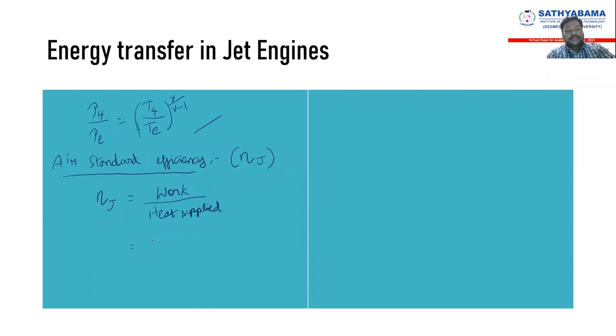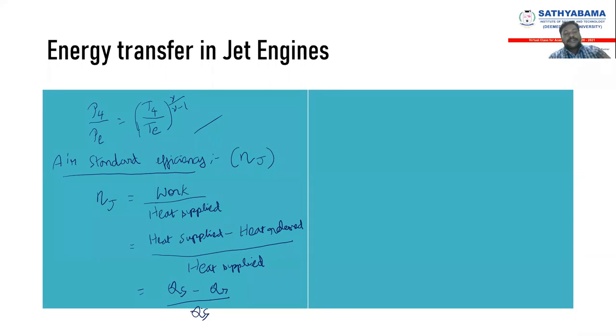So what is meant by work? It is heat supplied minus heat rejected. Heat supplied minus heat released, divided by heat supplied. So we will make this expression as QS minus QR divided by QS. So this is your air standard efficiency formula, and we can also rewrite this formula as 1 minus QR by QS.